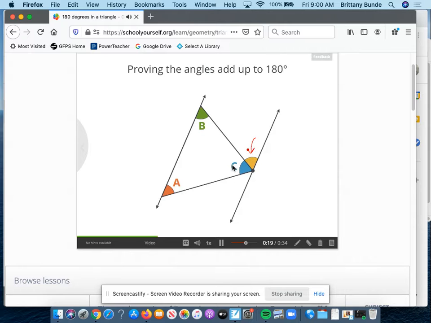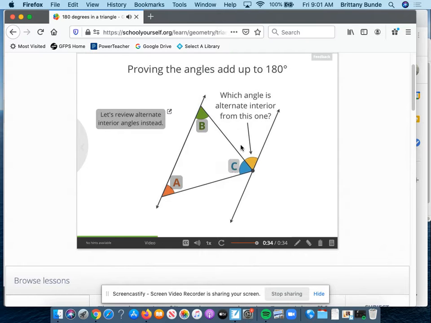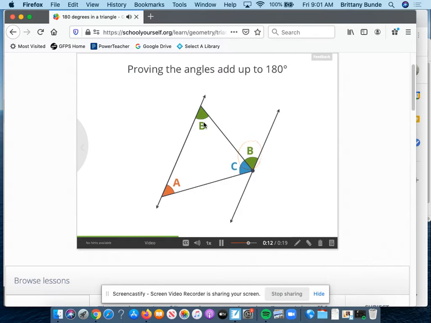Now let's look at this yellow angle over here. Which angle inside the triangle forms an alternate interior pair with this one? Is it angle A, angle B, or angle C? And click over here if you'd like to review alternate interior angles. So which one's alternate interior to this yellow one? A, B, or C? Yeah, it sure is. Exactly. Because these two lines are parallel, this angle here has the same measure as this one over here, because they're alternate interior angles. So this angle has measure B as well.